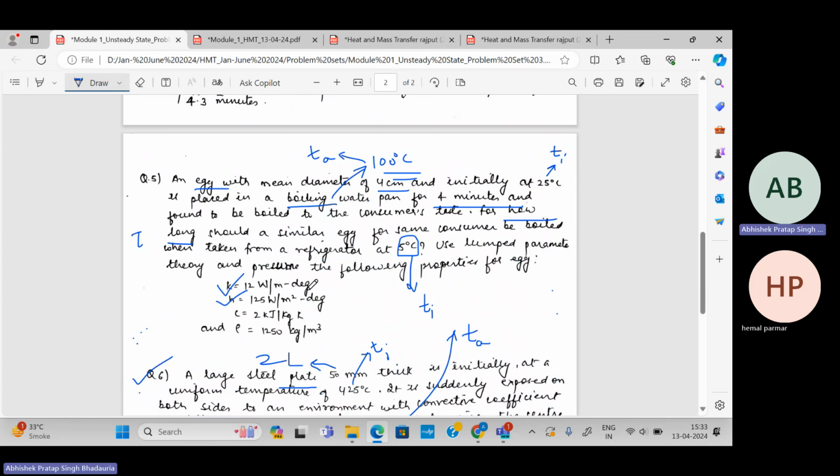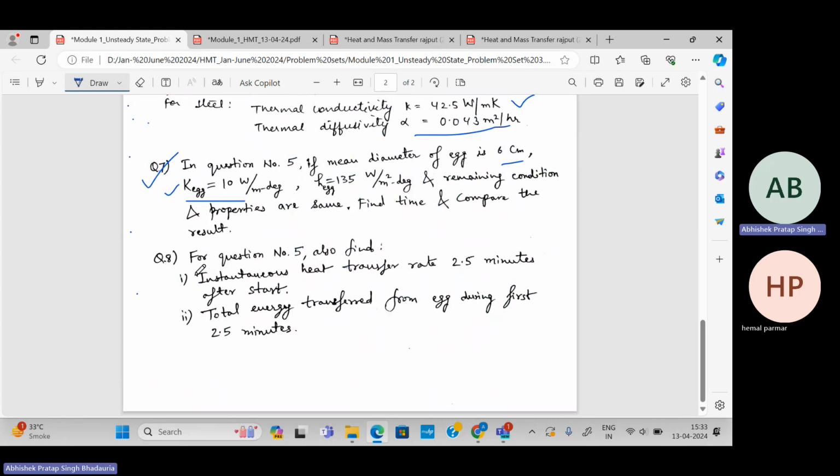In problem 7, the Biot number was greater than 0.1, so the Heisler chart was applicable. And in problem 5, the Biot number was less than 0.1, so the lumped parameter analysis was applicable. We'll solve the problem and compare the result of problem 7 with problem 5.